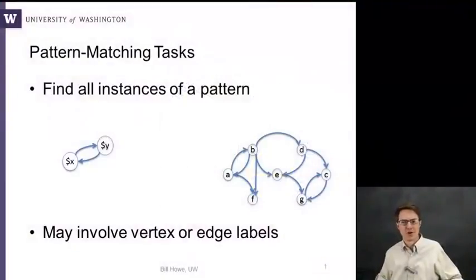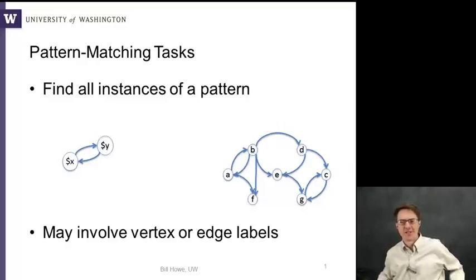Right, so the final category of graph analytics tasks are these pattern matching tasks, and this is where we want to maybe spend a little bit of time, especially because they're somewhat relevant in the news lately with this PRISM system, and I'll try to touch on that in a bit. Okay, so here the idea is to find all instances of a particular subgraph pattern.